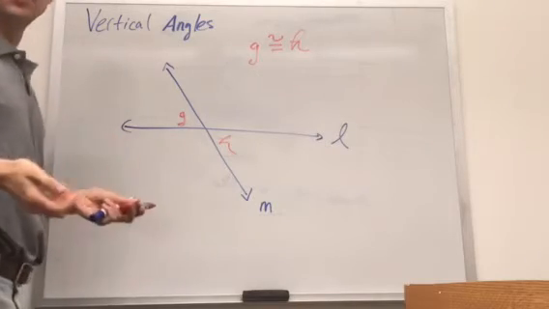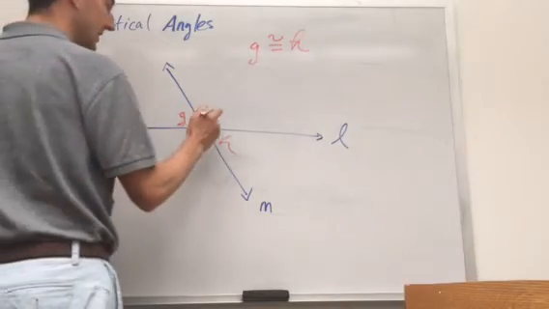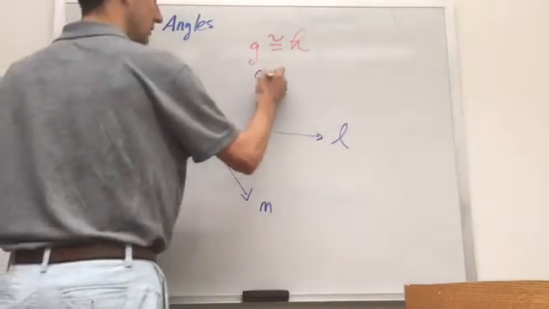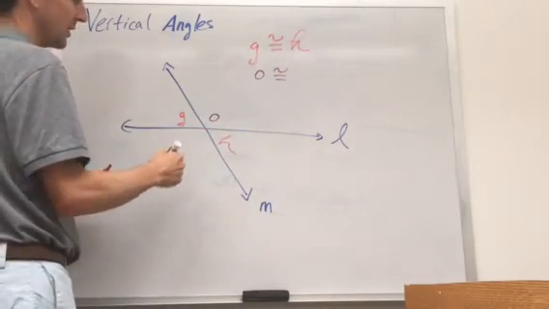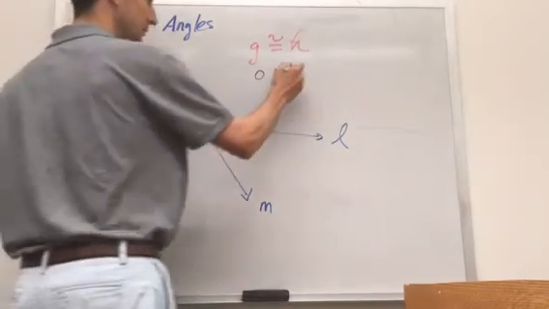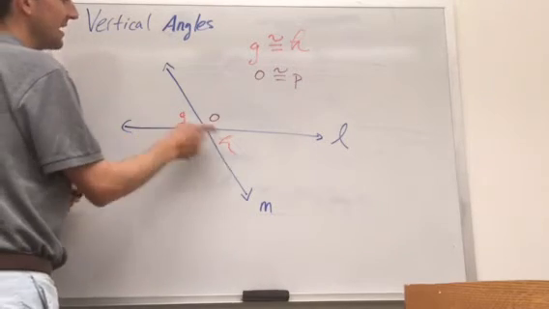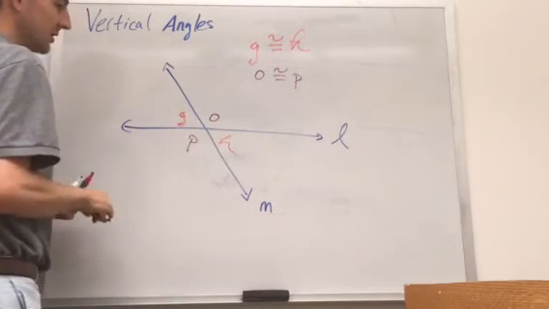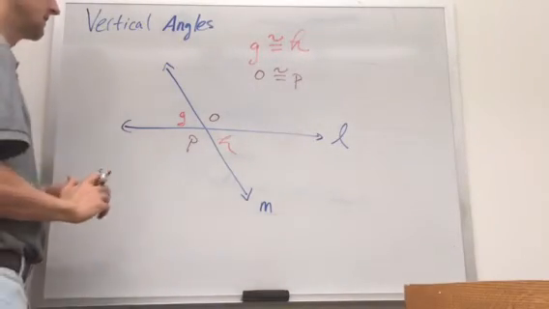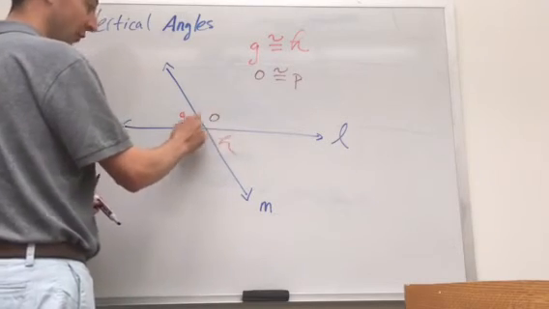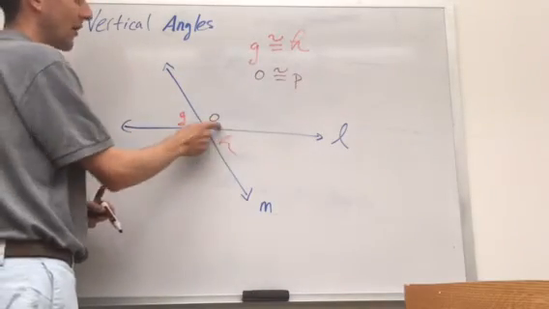Now, if we look at the obtuse angles, we should see the same kind of relationship. So if we call this angle O, then we would say that angle O is congruent to angle, we would call this P. That O and P are vertical angles, G and H are vertical angles, and even though we named all of them as vertical angles, we would not say that G and O are vertical. They are not, because vertical angles are congruent. G and O are not congruent.